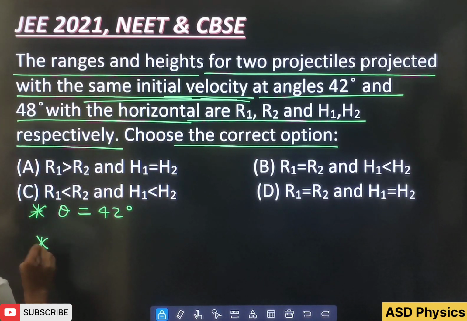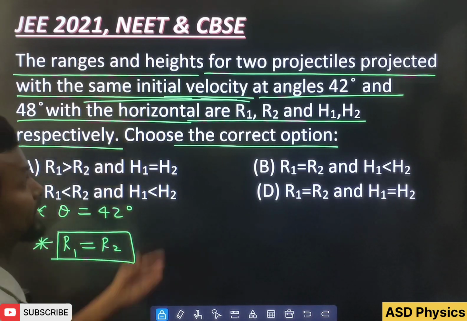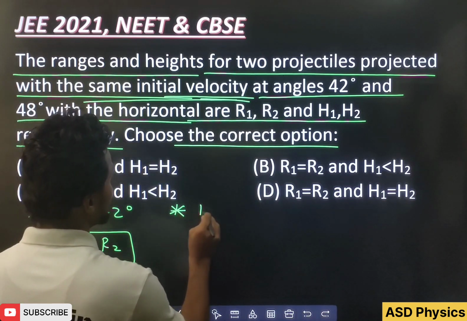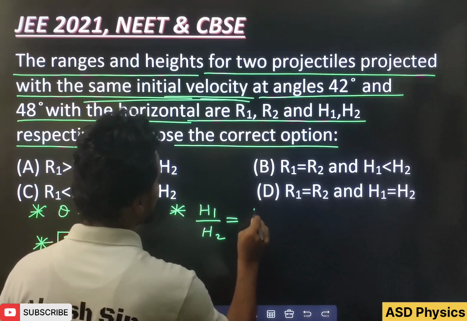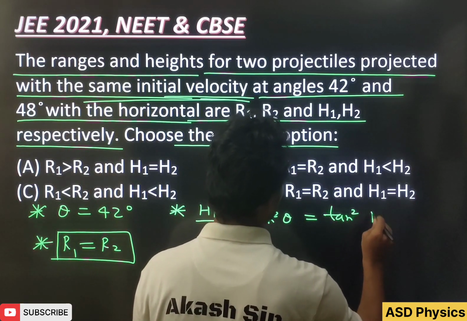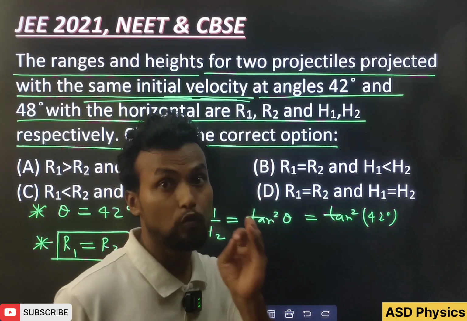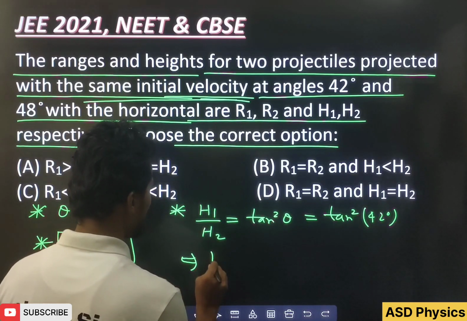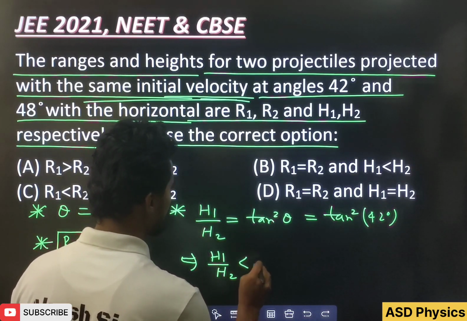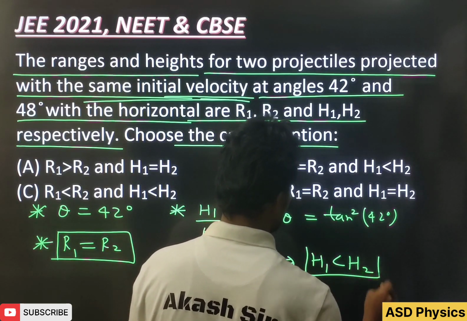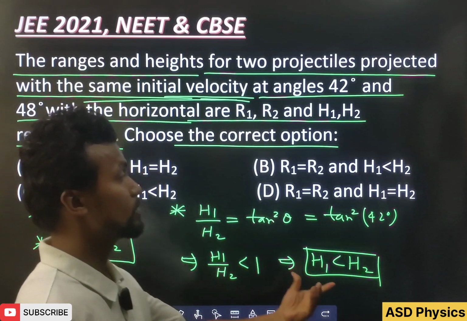So you know very well here the range will be what here? The range will be the same because angles are complementary. Why? Because the summation of the angles 42 plus 48 is 90 degree. So R1 equal to R2. In the second situation, H1 by H2 will be what here? Tan square theta. That means tan square 42 degree. Tan 45 is 1. So tan 42 means less than 1. So less than 1 squared will also be less than 1 only. So H1 by H2 will be how much here? Less than 1. So from here I can tell here students, H1 is less than H2.